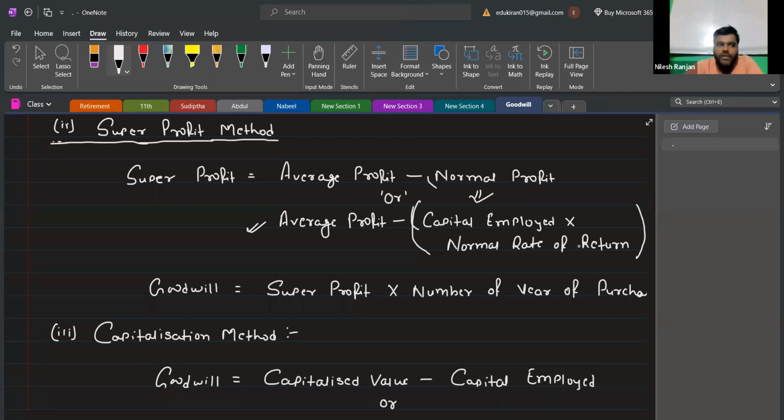So if you have invested 2 lakh rupees in your business, then after knowing this capital employed, we need to know how much generally a firm or business is earning in the same market. Let's say the firm is earning 10% per year. So 2 lakh into 10% is 20,000. Your normal profit should be 20,000.